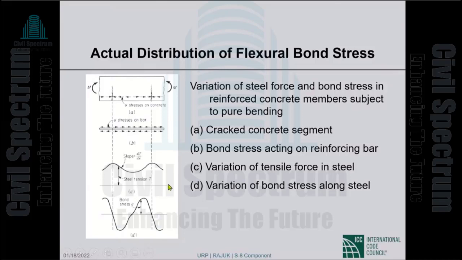These pictures are not only realistic, they are basically representations of test results. So the way you see it is the way beams behave. So cracks, the bond stresses acting on the reinforcement, the variation of tension along the reinforcement in the beam. The tension is the highest at the cracks, lowest between the cracks, and because the tension varies, the bond stresses vary as shown in the last picture.